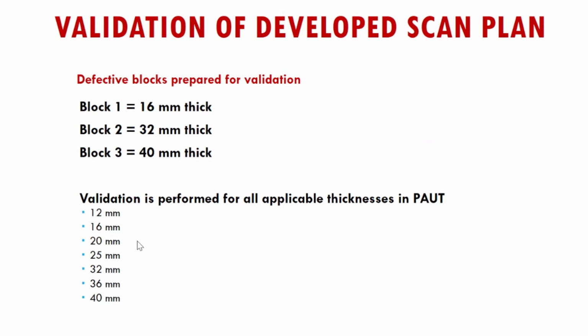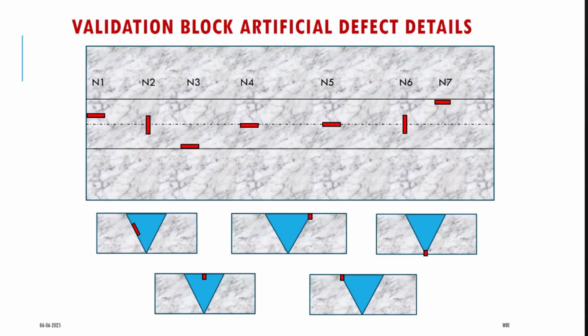In the Pumban bridge, we used many plate thicknesses from 12 mm to 40 mm. For that PAUT inspection, we should create validation blocks: 16 mm block, 32 mm block, 40 mm block. Every block we should validate before going to scan. This is the validation block we prepared before inspection of the Pumban bridge.